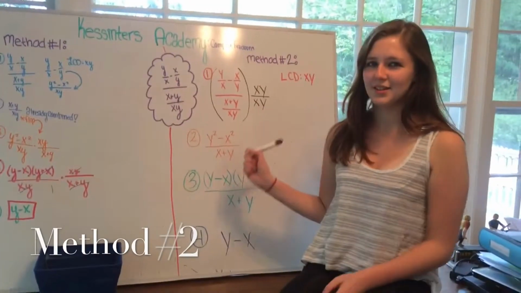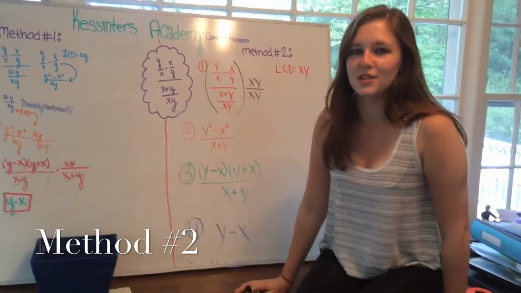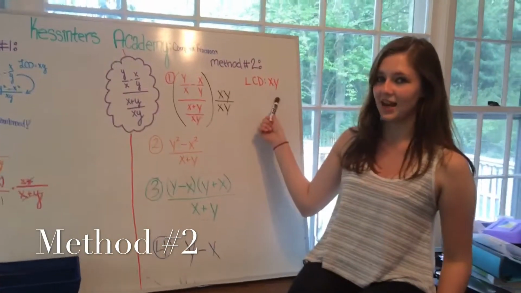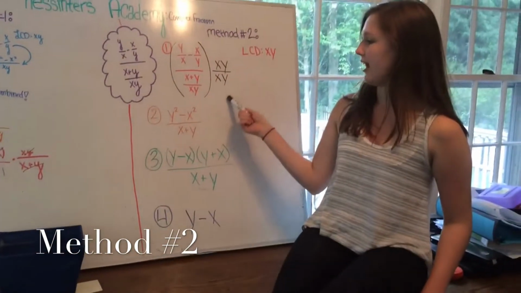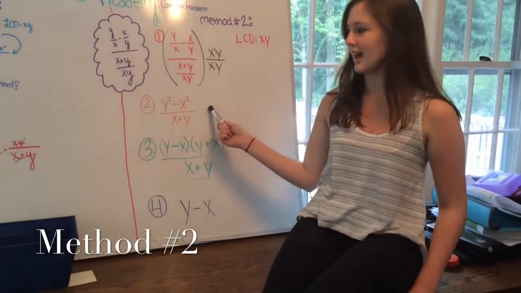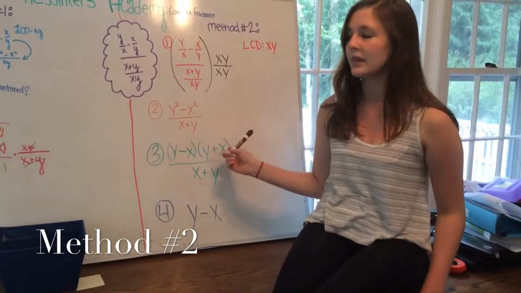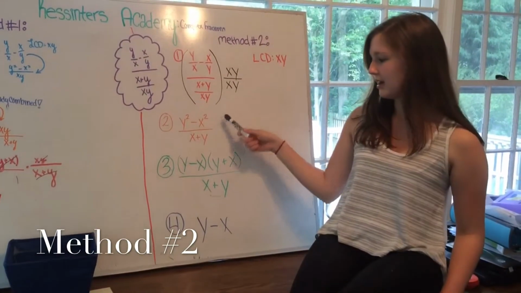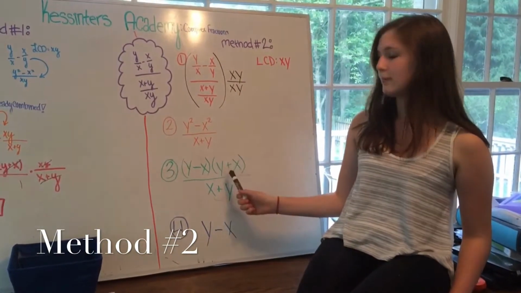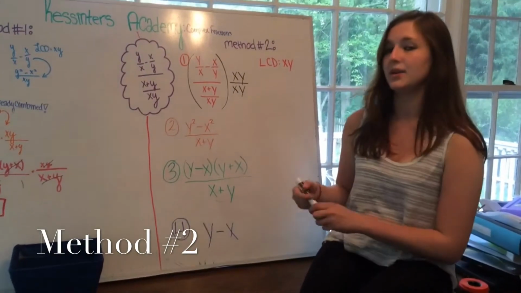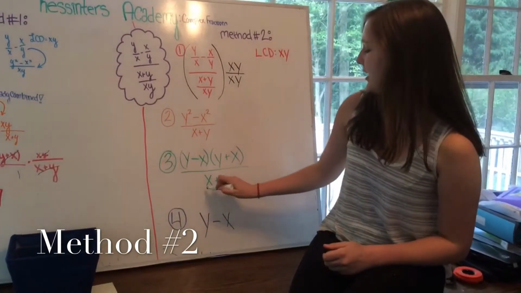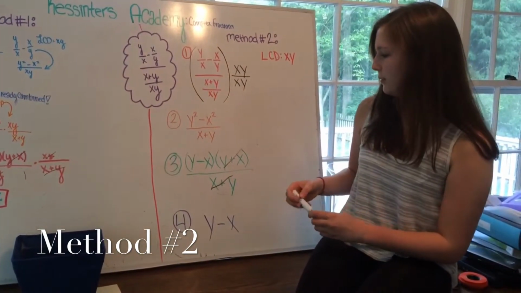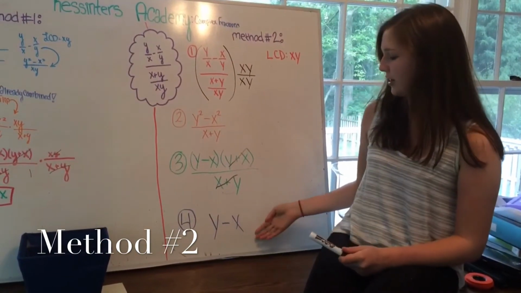Okay, so for method 2, you have to multiply the original equation by the LCD over the LCD. In this case, it's x times y. After doing that, you'll get the equation (y squared minus x squared) over (x plus y). Then you have to factor the equation. In this case, we have a difference of squares, so you get y minus x times y plus x. And then you can cancel. So you can cancel x plus y and y plus x, and that leaves you with y minus x to get your final answer of y minus x.